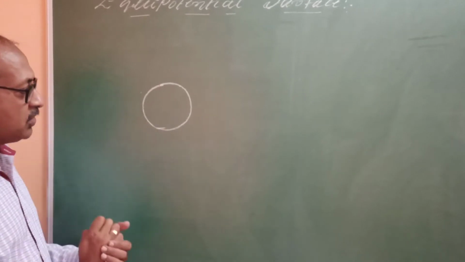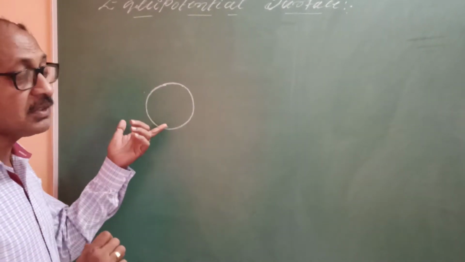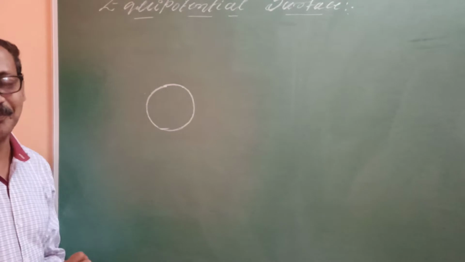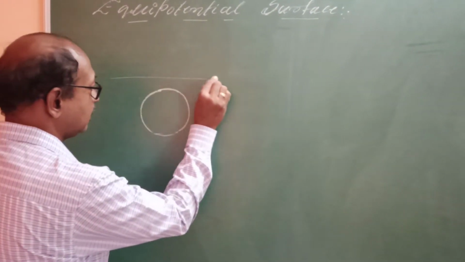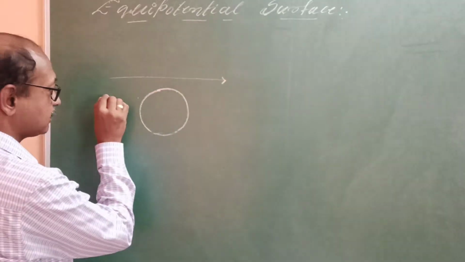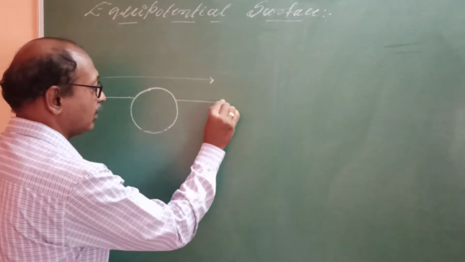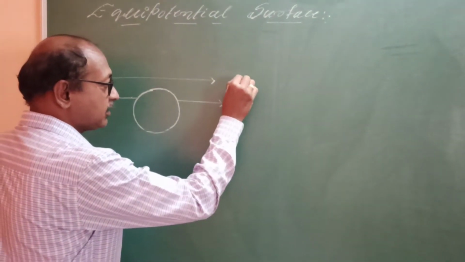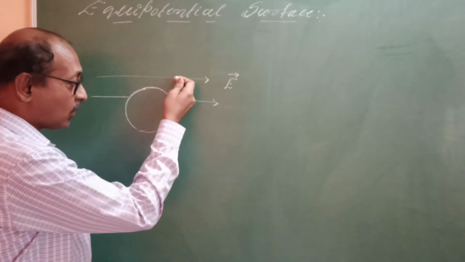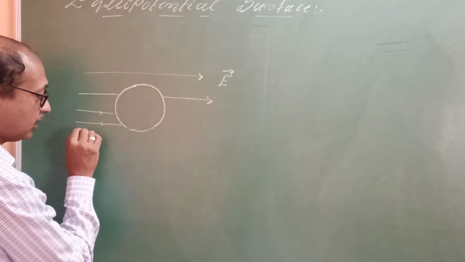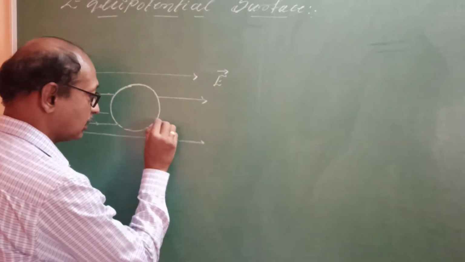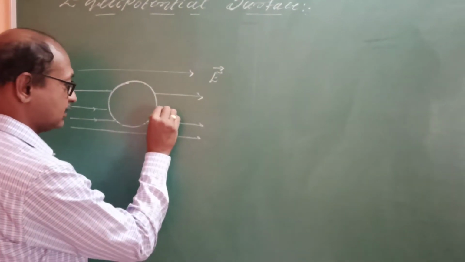So in an equipotential surface, what happens to the electric field? Here we have an electric field like this. This particular electric field is always perpendicular to this surface.